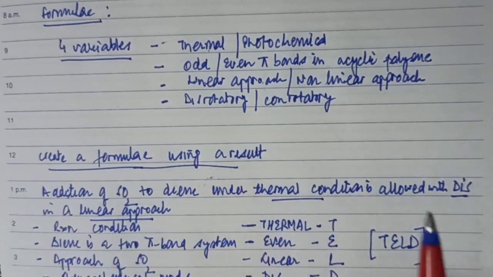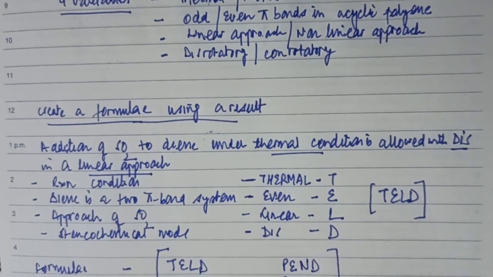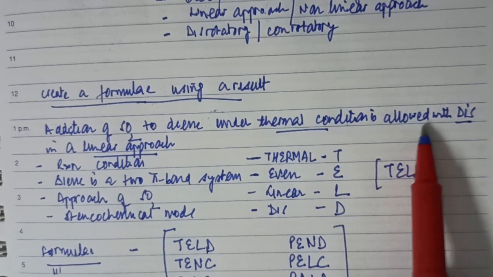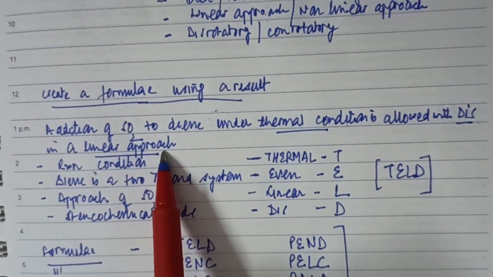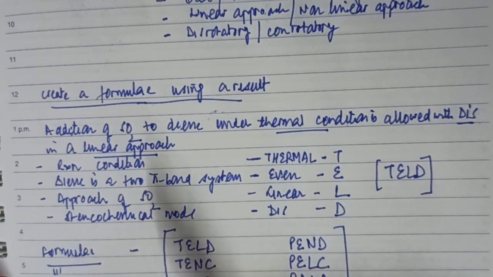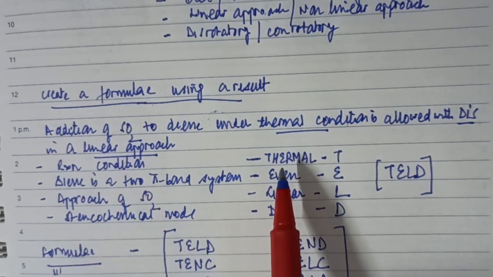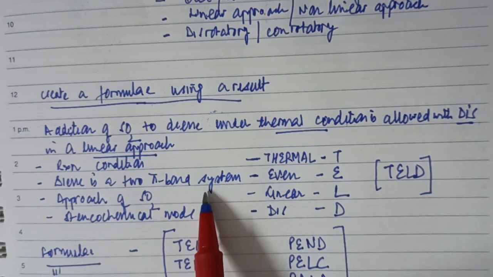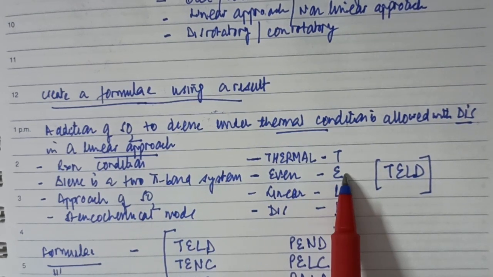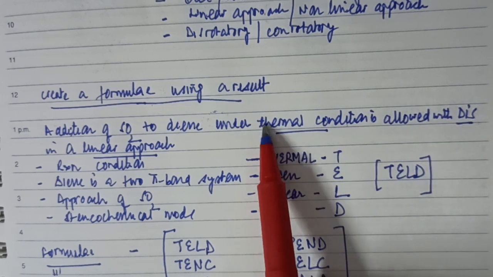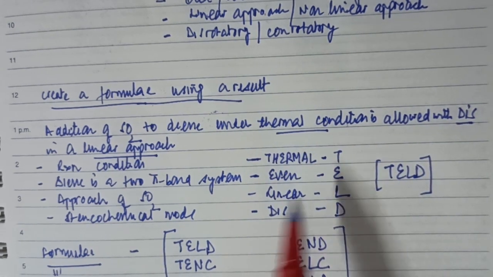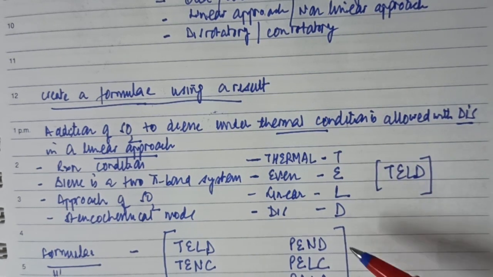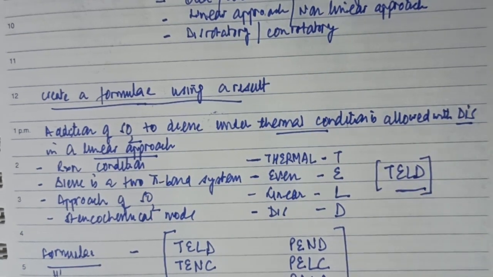So creating a formula, for example, again let me take the result of the addition of sulfur dioxide to diene under thermal condition is allowed with disrotation in a linear approach. This result I've already had. So if I follow this result, reaction condition is thermal, T. Diene is a 2 pi bond system, therefore even number of pi bonds in the diene. Approach, as I've told you in this particular condition, is the linear approach. The process was allowed under disrotatory stereochemical mode. So the formula which will come out is TELD.